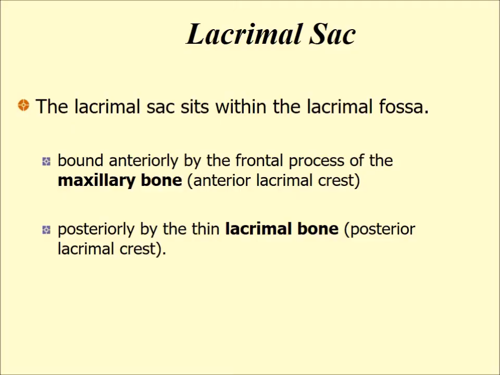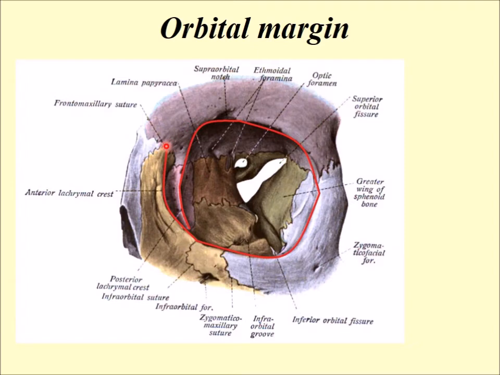The lacrimal sac sits within the lacrimal fossa, and this is bounded anteriorly by the frontal process of the maxillary bone, we call it the anterior lacrimal crest, and posteriorly by the thin lacrimal bone, we call it the posterior lacrimal crest. This is the anterior lacrimal crest and this is the posterior lacrimal crest. You can palpate this anterior lacrimal crest by palpating your inferior orbital rim and going medially and upward.